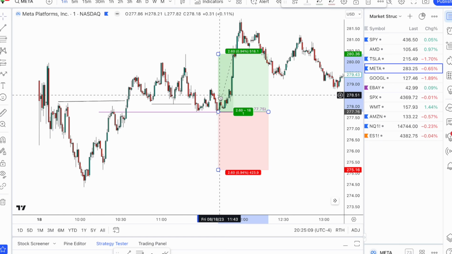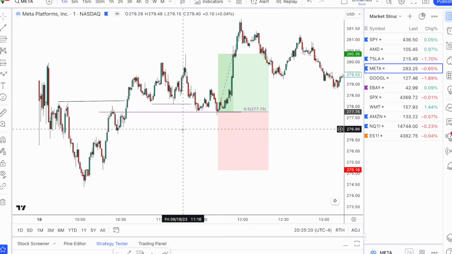Now, one-to-one risk-reward trades aren't ideal, okay? It's not perfect, right? Obviously, you want to shoot for more. This is just a basic rundown of the strategy, right? Ideally, you want to look for other confirmations, right? I look at volume. I look at supply and demand. I look at a lot of things, okay?